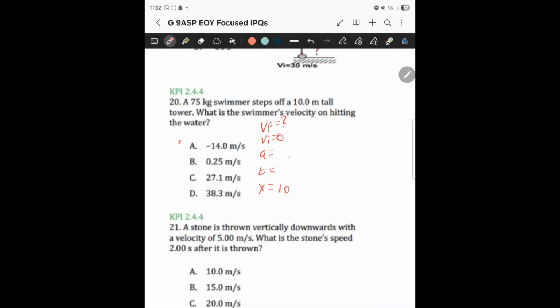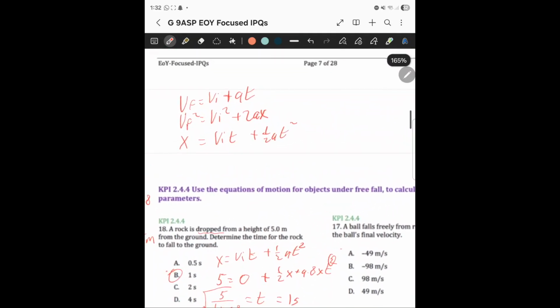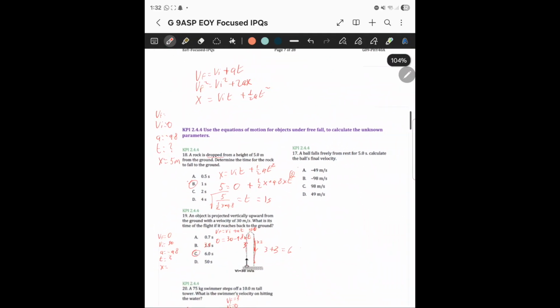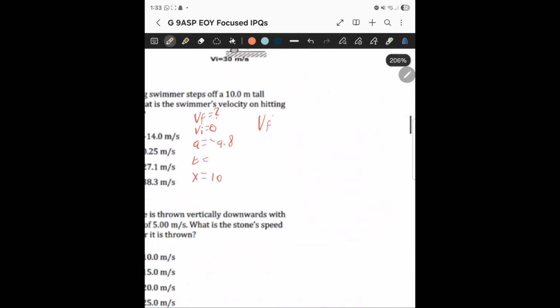I need Vf. I have gravity, minus 9.8. It didn't give me the time. Which formula is without time? The one without time is the middle formula. Oh god, that's got a square in there. Let's see how that goes. Vf squared equals Vi squared plus 2ax. So Vf squared, well, that's just going to be 0. Plus Vi squared, and thank God, that's also 0.